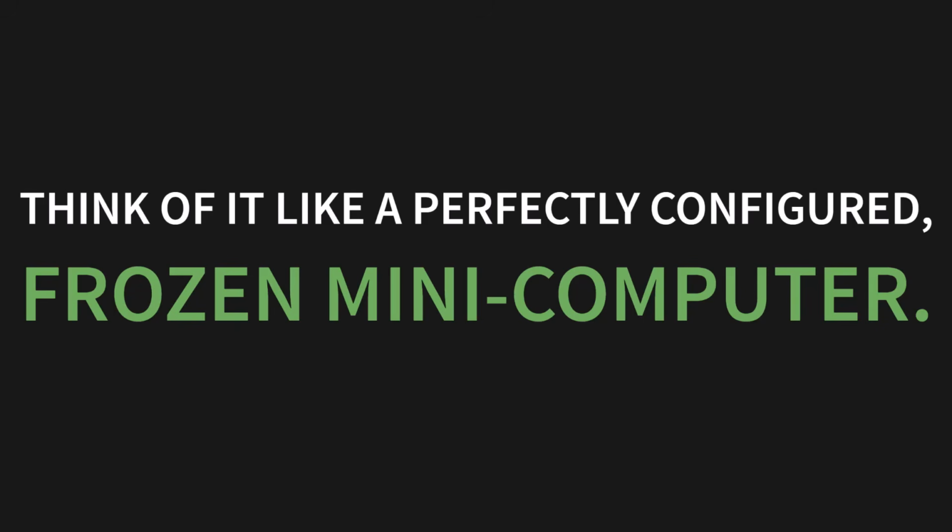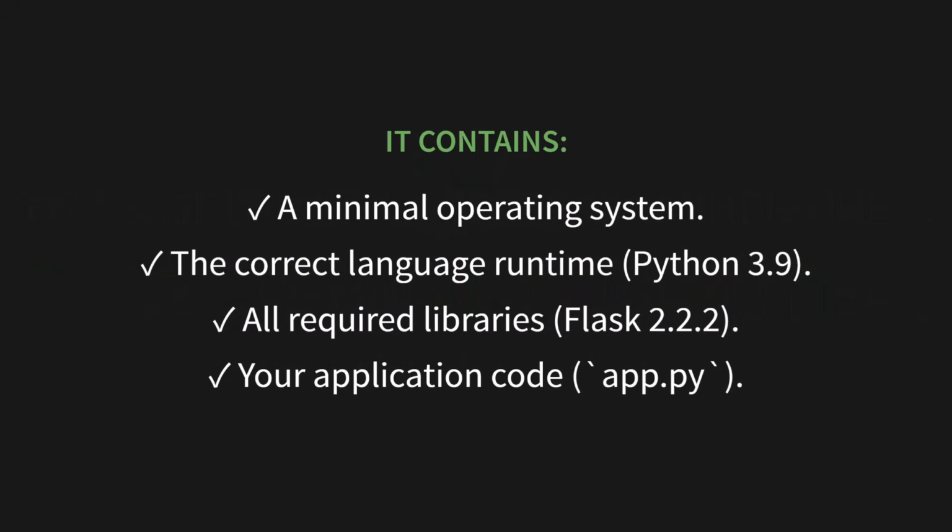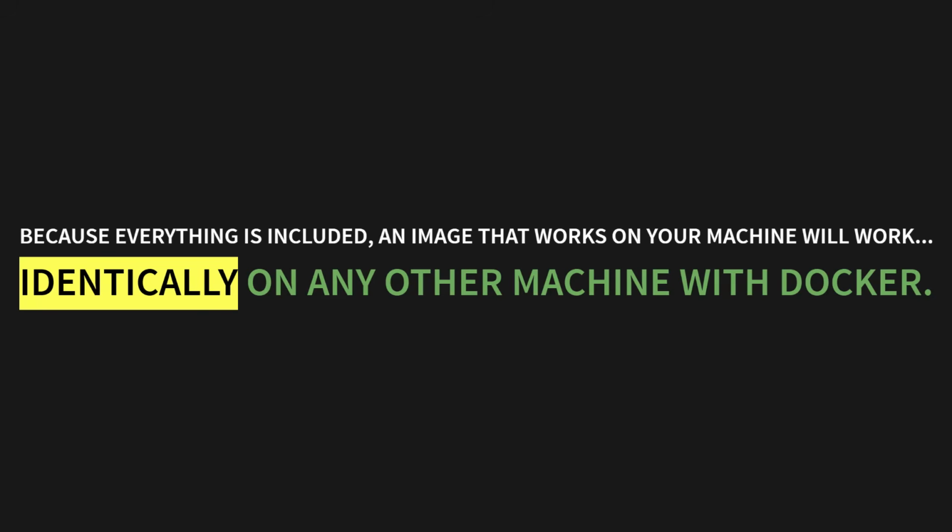It contains everything. First, a minimal operating system. Yep. Second, the correct language runtime. In our case, Python 3.9. Third, all the required libraries like Flask 2.2.2. And finally, your application code, app.py. Because everything is included, an image that works on your machine will work identically on any other machine that has Docker installed. So how do we create this magical blueprint?